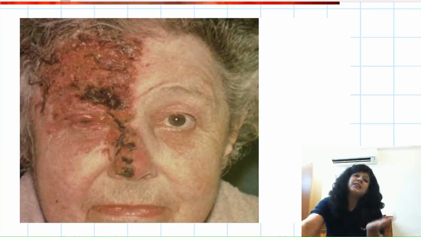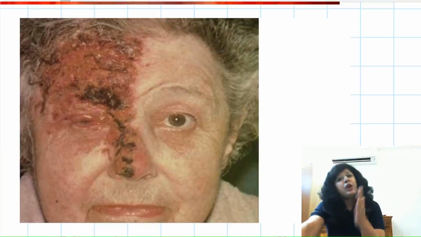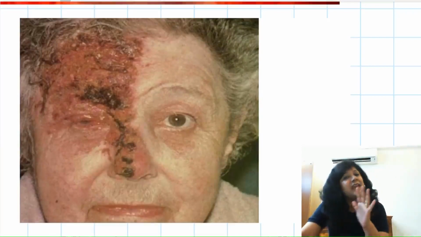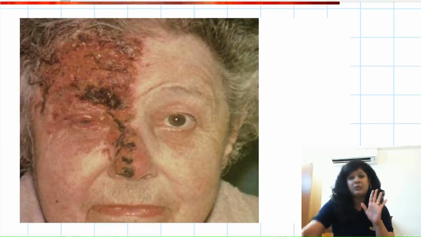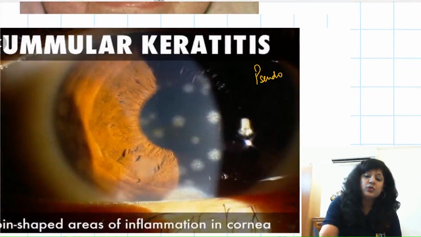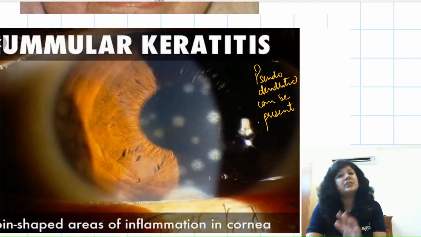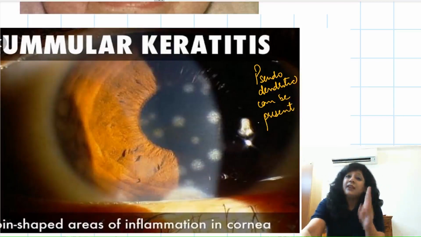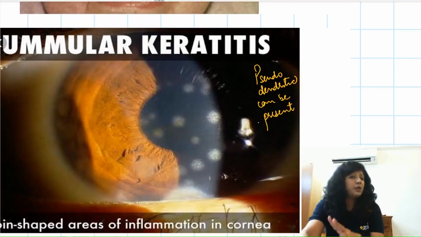Now the conjunctivitis will again be the follicular type, but if I talk about the keratitis, here the dendritic pattern is not found. We can have what you call pseudodendrites. So a pseudodendritic pattern can be present, but a true dendritic pattern is found always in herpes simplex.